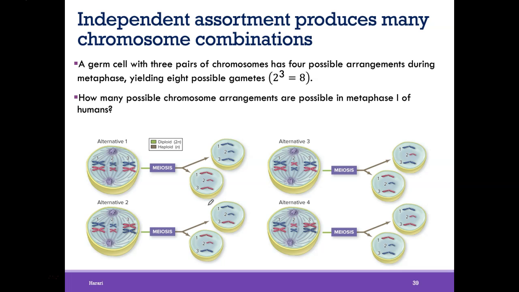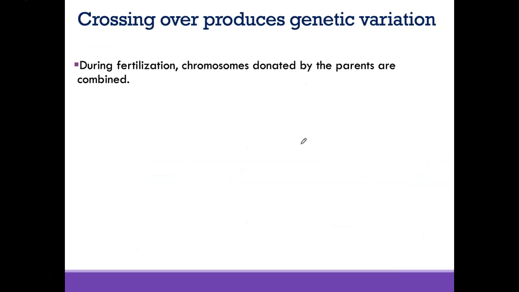In humans, how many possible chromosomal arrangements can we get in Metaphase I? So we have 23 pairs of chromosomes, right? So with 23 pairs of chromosomes, that means each gamete contains one of over 8 million possible chromosomal combinations. So again, that's 8 million possibilities for different combinations in just one of the sexes.